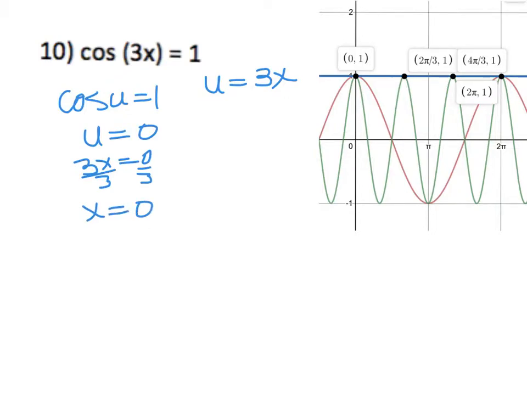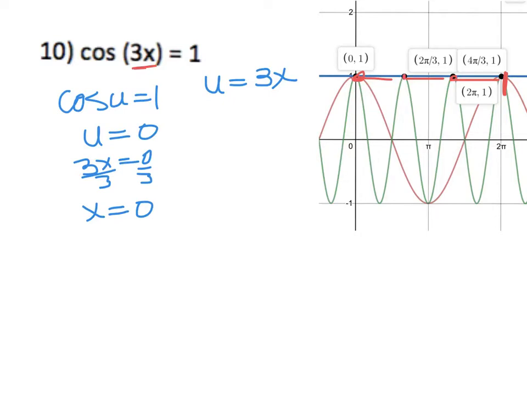But don't forget, here's the original graph of cosine. Between 0 and 2 pi, it only hits 1 time. However, if you notice, 3x means it goes 3 times as fast. It means the period was ending here, but now we have 1, 2, 3 periods of cosine because it's going 3 times as fast. That means it was hitting 1 time, but now it's hitting 3 times.